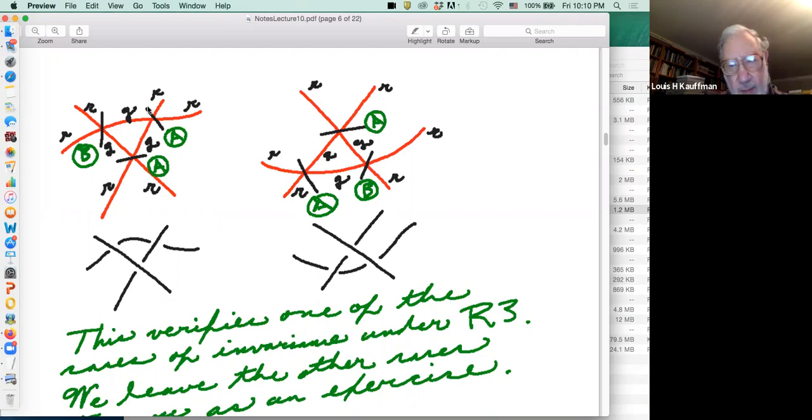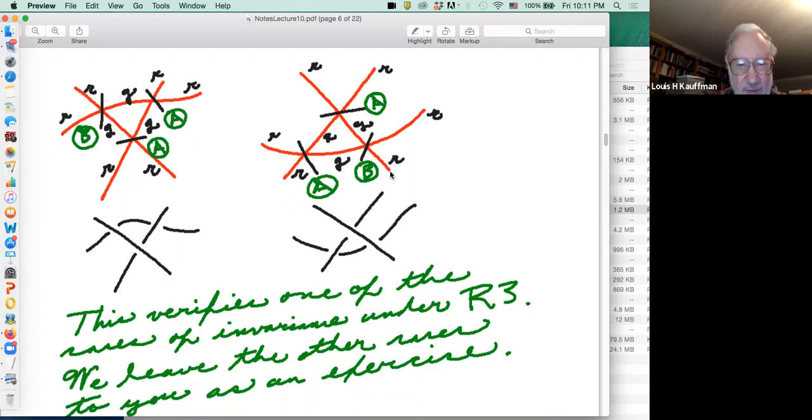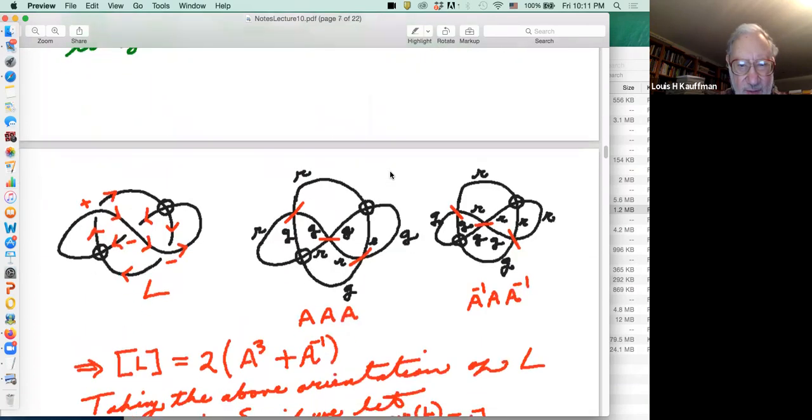But choose one and look at the before and after shots, look at the smoothings, and you will see that you get the same collection of coefficients. This is a B smoothing right there. This one is an A smoothing, and this one is an A smoothing, and you get an A smoothing, an A smoothing, and a B smoothing afterwards. So the third Reidemeister move leaves its invariant under the third Reidemeister move.